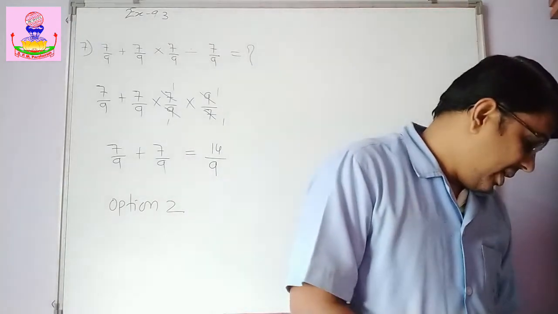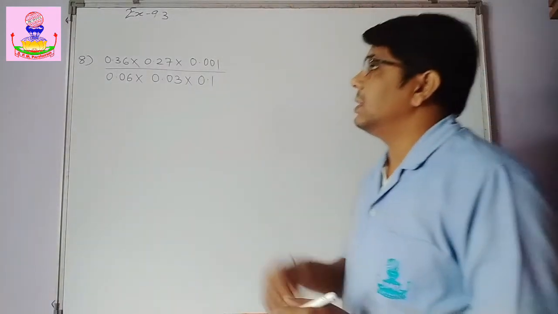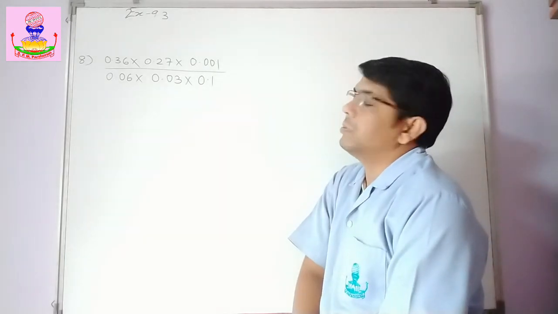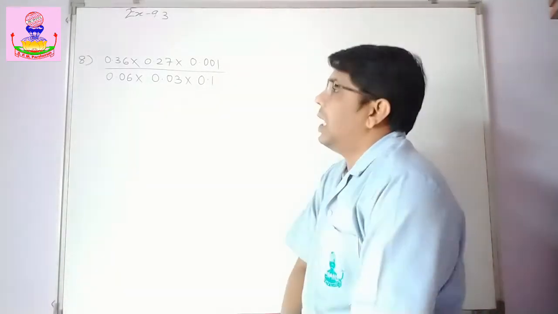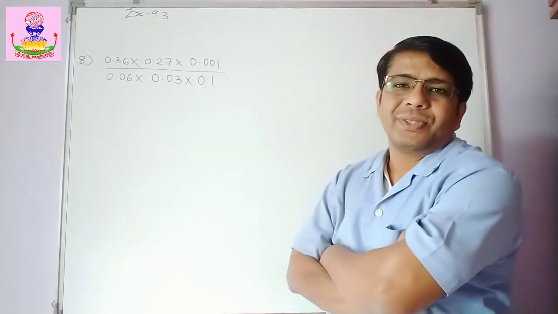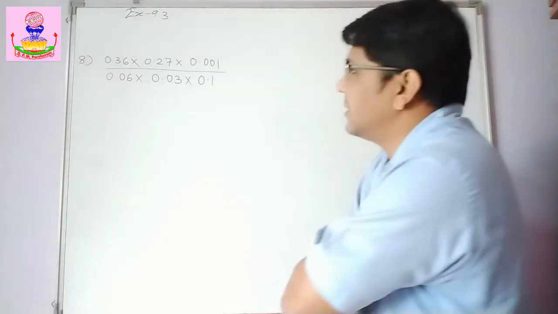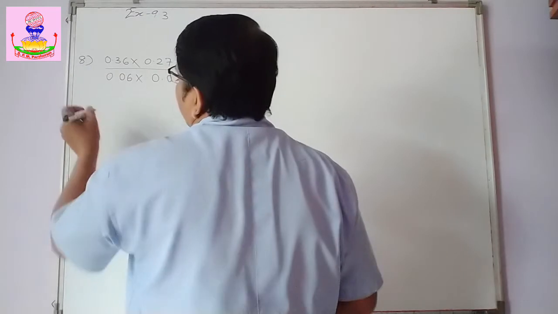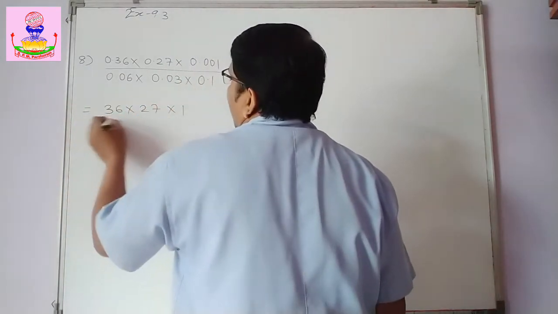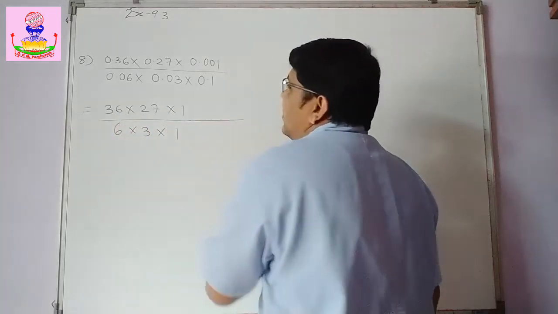Okay, so now the last example of this exercise. Now see this 8th example. 0.36 into 0.27 into 0.001 upon 0.06 into 0.03 into 0.1. So simple thing, remove the decimal points. That will be much easier. So I'll write all these as 36 into 27 into 1 upon 6 into 3 into 1.